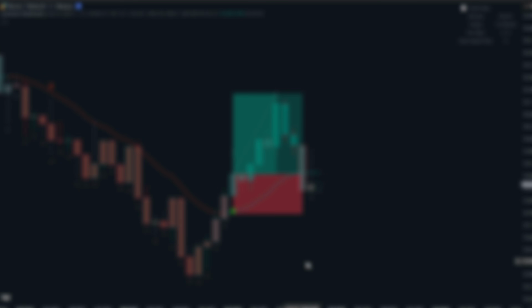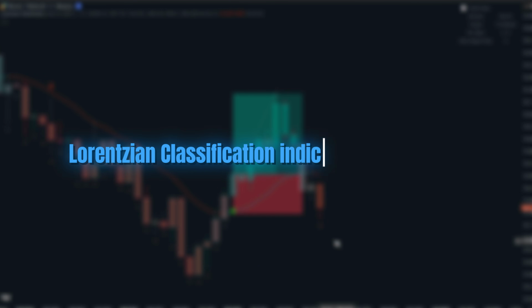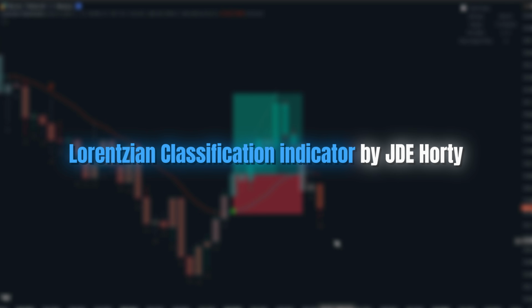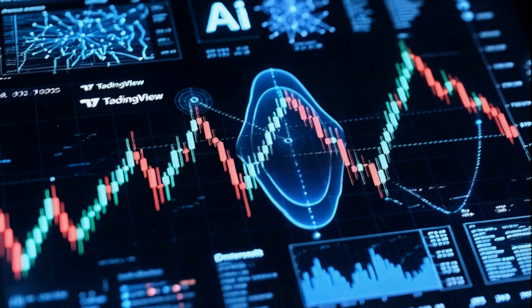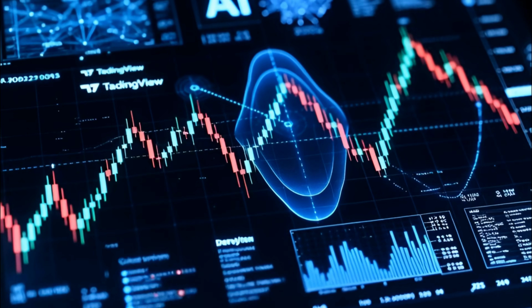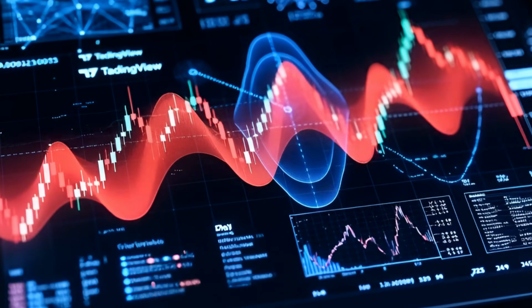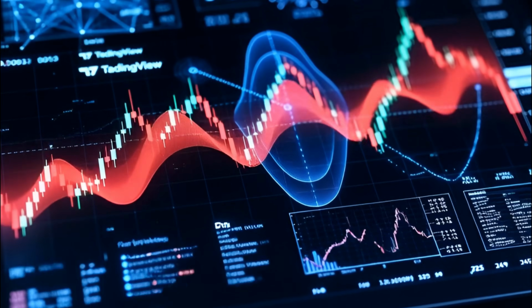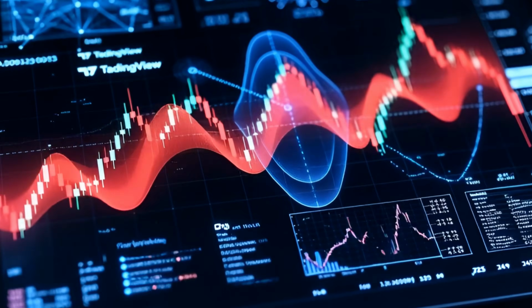The indicator we're using is the Lorentzian Classification indicator by J.D.E. Horty. This uses actual machine learning to analyze price patterns and predict future movements. It's like teaching a computer to recognize thousands of price patterns and alert you when those patterns form again.